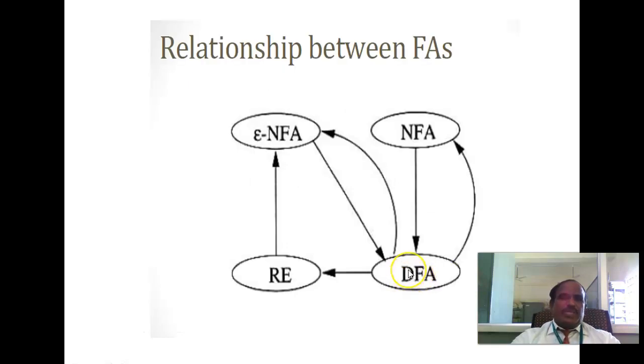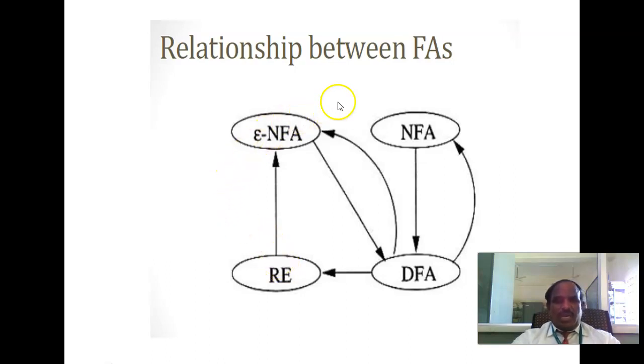Similarly, what is the relation between regular language, regular expression and finite automata? Finite automata has two types: one is called deterministic, another is called non-deterministic. Non-deterministic finite automata again has two types: NFA, and epsilon NFA, the non-deterministic finite automata with epsilon edges.